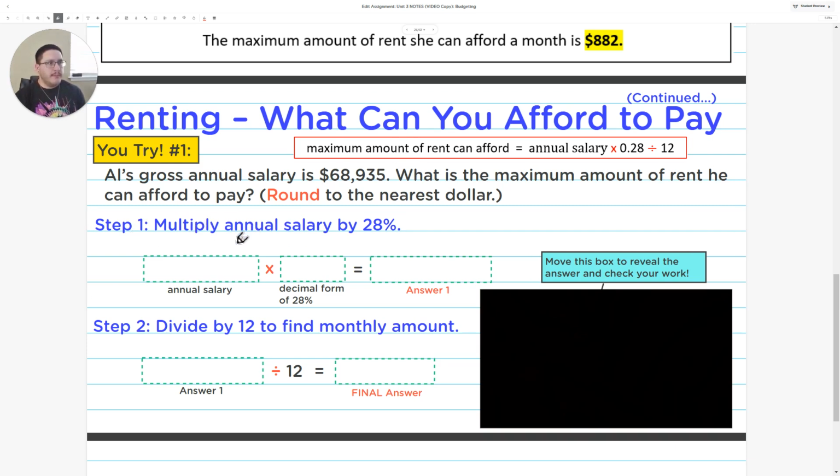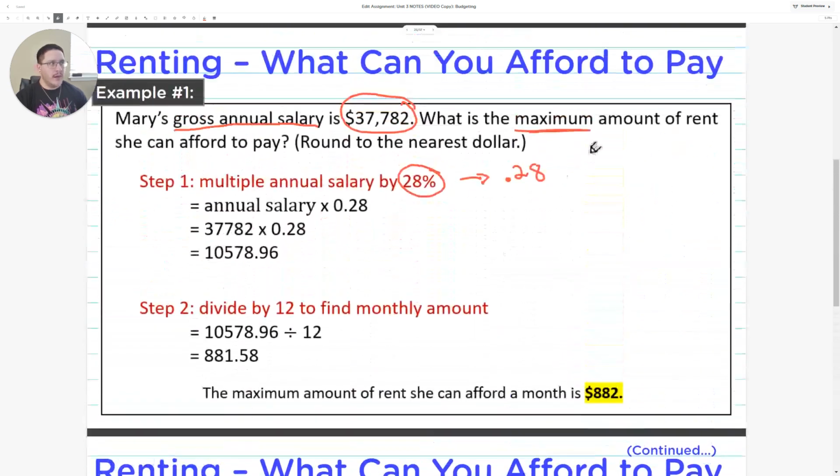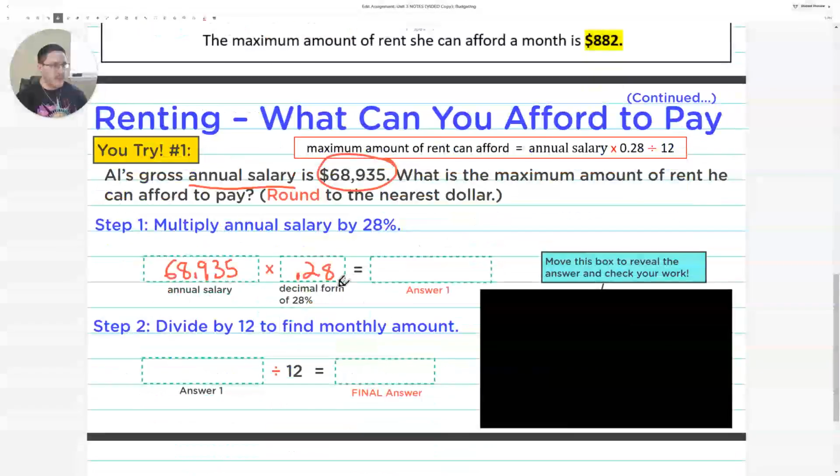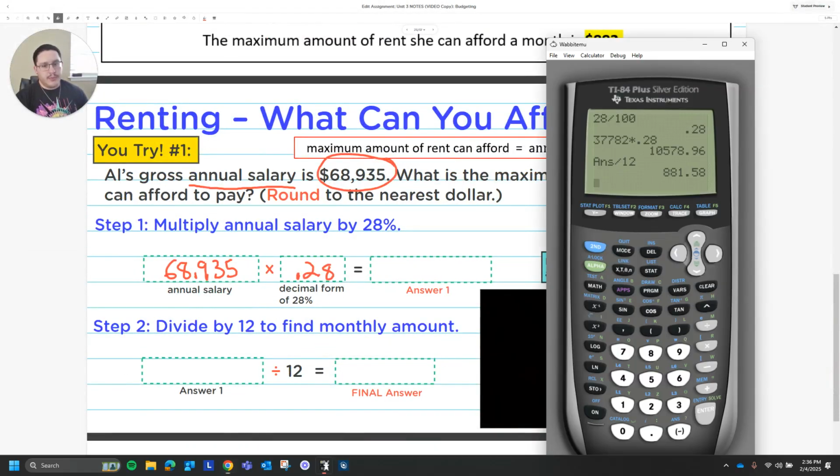So, step 1, multiply the annual salary by 28%. We know the annual salary is $68,935. And then we're going to multiply this by 28% in decimal form, which is 0.28, like we did a little while ago, right over here. Either moving the decimal point to the left twice or dividing it by 100. Either way, we get 0.28. And then plugging that into the calculator.